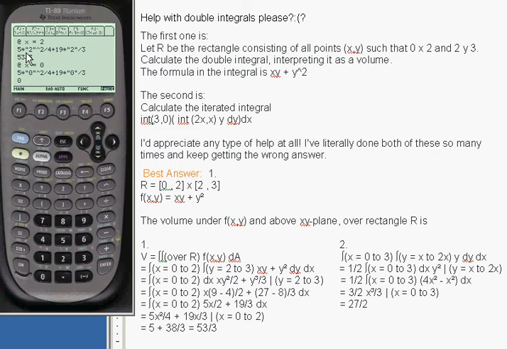At x equals 2, you substitute 2 for all the x's in here, 53 over 3. At 0, it equals 0. Upper minus lower, answer is 53 over 3. Here's the answer right here, okay? And if you want to divide it out, here's 17.7 square units.